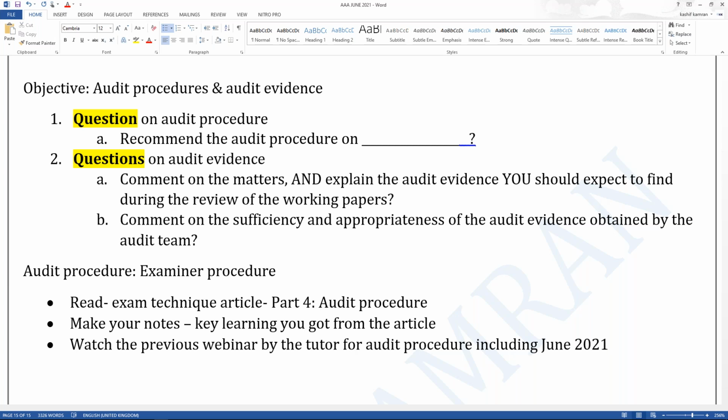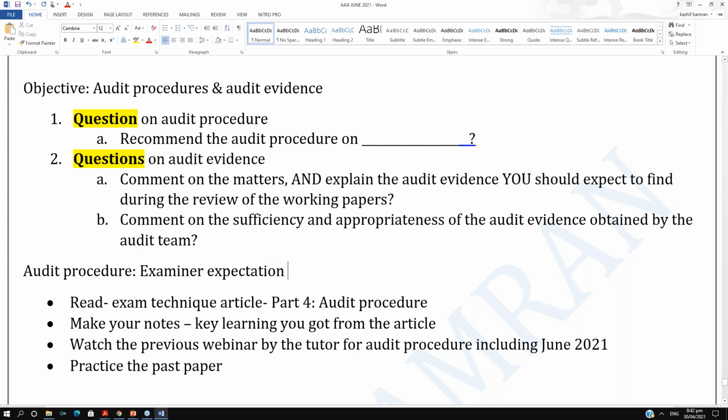Now that will give you an ideal platform so that you can start to practice the past papers. Practice all the past papers which I have recommended on procedures in my previous webinar. So is that approach clear to all of you? How would you go about preparing yourself for audit procedures in order to be closer to the examiner's perspective, or examiner expectation, sorry? So follow this approach and you will be excellent.